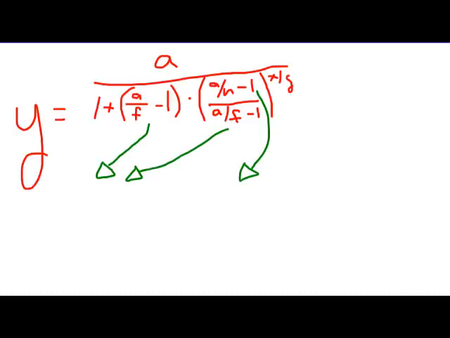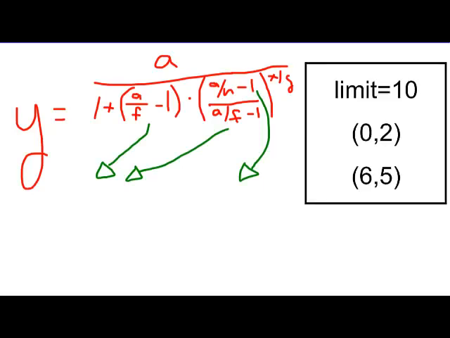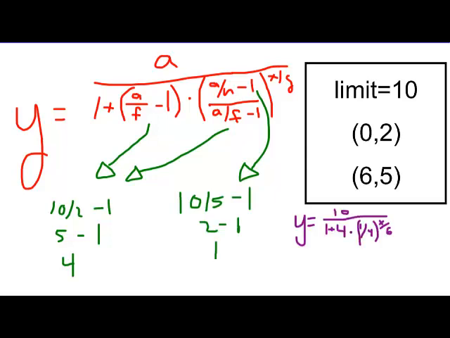To demonstrate this, let's choose a little example. Let's say that the limit is 10 and that it passes through points 0, 2, and 6, 5. A over f minus 1 is 10 over 2 minus 1, which is 5 minus 1, or 4. And then a over h minus 1 is 10 over 5 minus 1, which is 2 minus 1, which is 1. So this all comes out to be y equals 10 over 1 plus 4 times 1/4 to the x over 6, which actually is pretty nice.